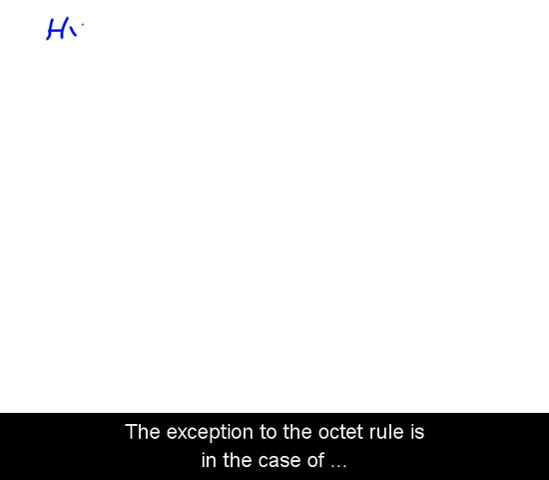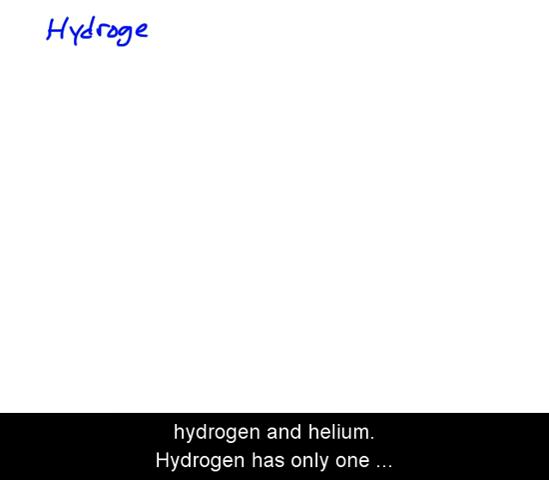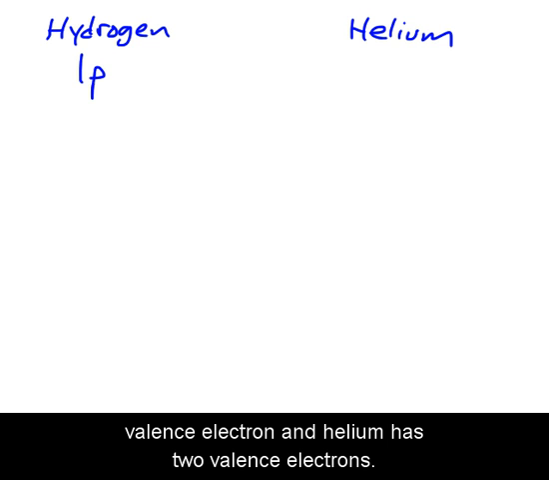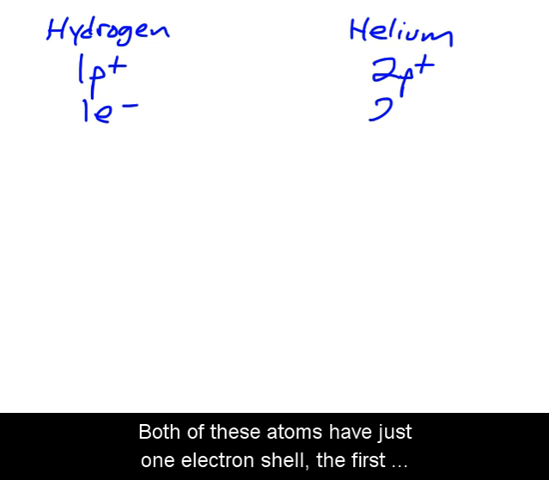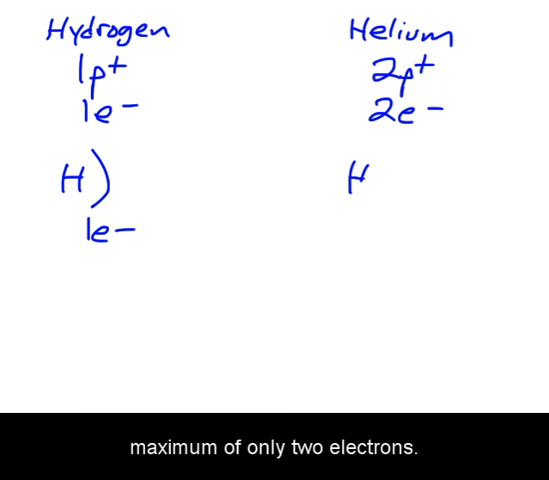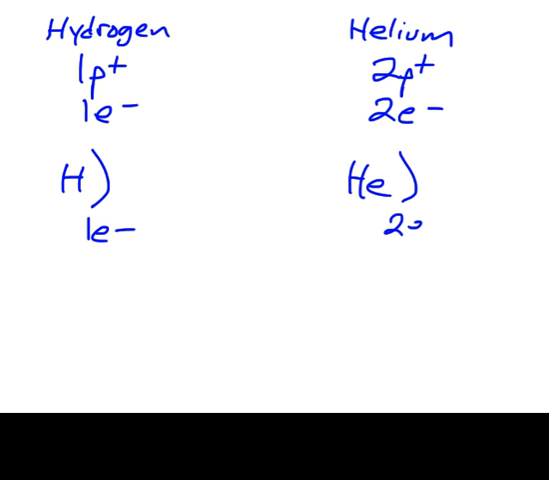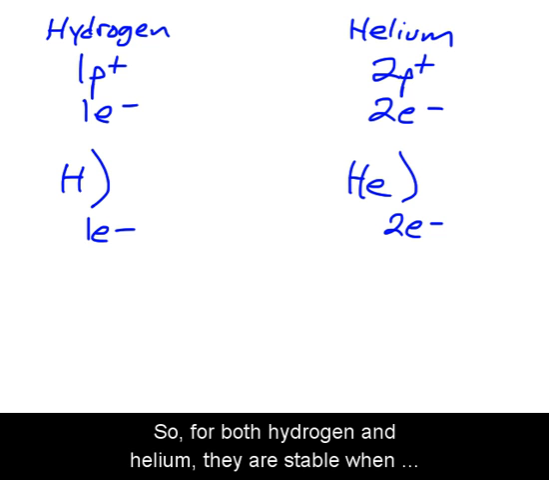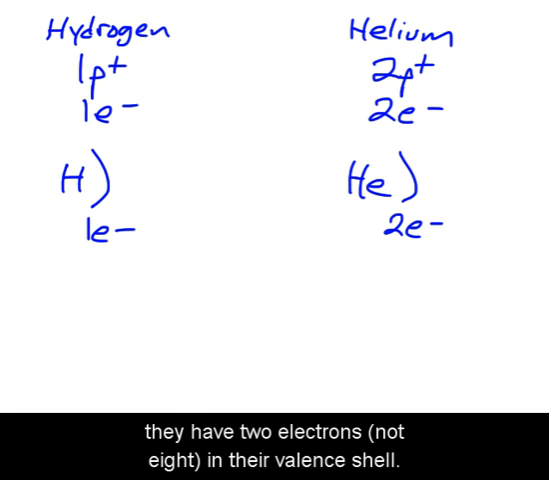The exception to the octet rule is in the case of hydrogen and helium. Hydrogen has only 1 valence electron, and helium has 2 valence electrons. Both of these atoms have just 1 electron shell, the first electron shell closest to the nucleus, which can hold a maximum of only 2 electrons. So, for both hydrogen and helium, they are stable when they have 2 electrons, not 8, in their valence shell.